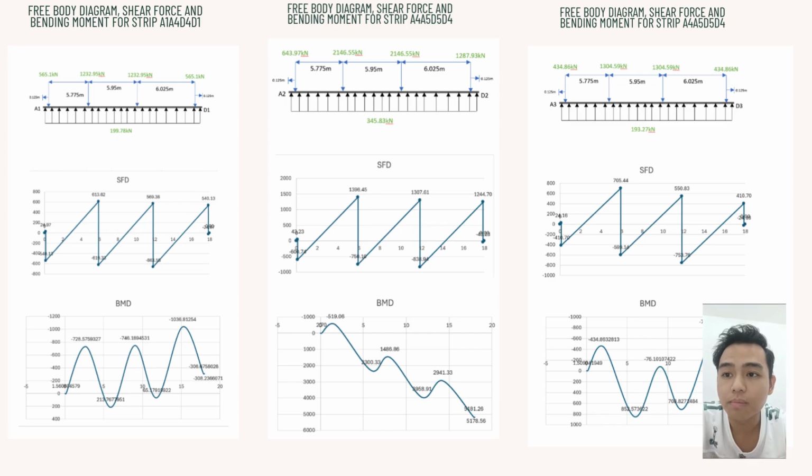After the factored column loads are calculated, the SFD and BMD are constructed, and the result is, for the maximum positive moment, which is from strip number 2, 5181.26 kilonewton meter, and the maximum negative moment is from strip number 1, which is negative 1036.81 kilonewton meter.